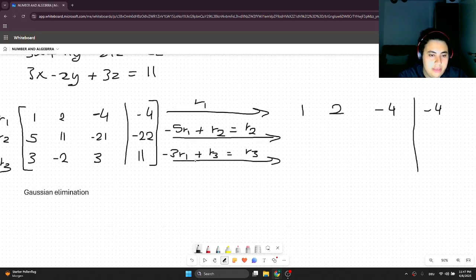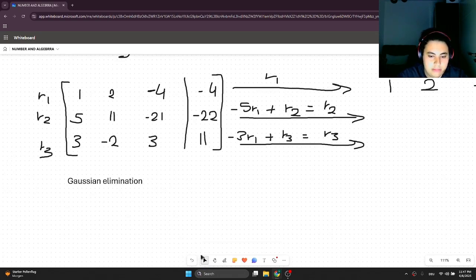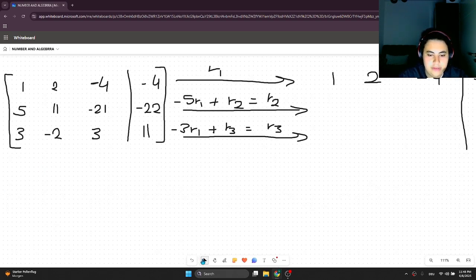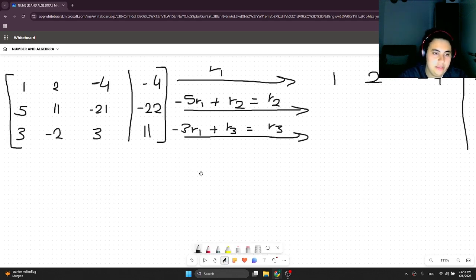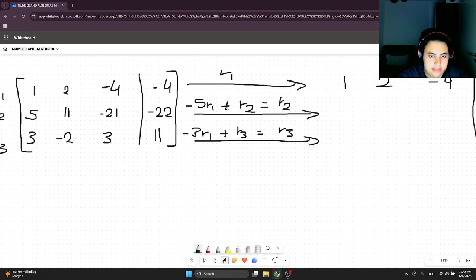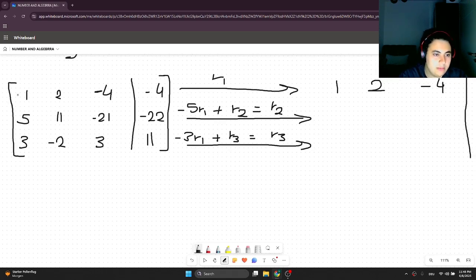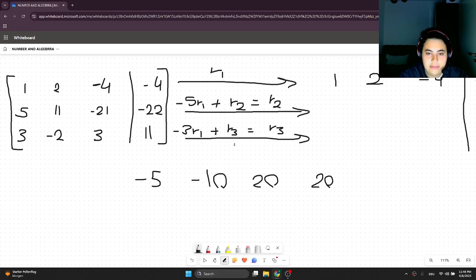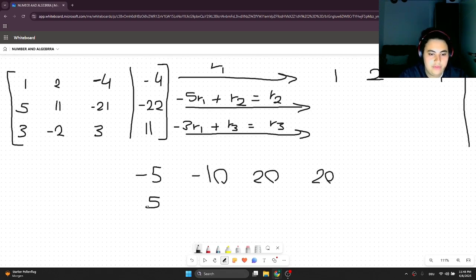So now, what are we going to do? I like to do my calculation somewhere right under here and then copy it here. So I'm going to follow this exactly. -5 times row 1: I'm going to multiply every number here by -5. -5 times 1 is -5, -5 times 2 is -10, -5 times -4 is 20, and then it's 20 again because it's -4. So this is my first row. Then I'm going to add row 2. What is row 2? I have 5, 11, -21, -22.